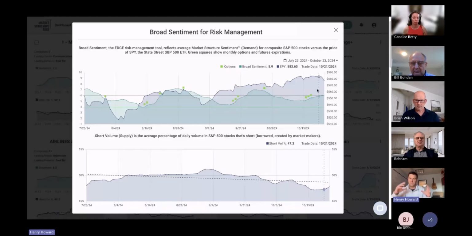So that's really the basis of what Market Structure Edge is. That's the data. I get questions a lot of the time of how this is calculated, how we utilize this data. This is aggregated from exchange data that we then process through our algorithm and make available to you all. So that's broad market sentiment, driven by the State Street S&P ETF. That's our best metric for the broad market.